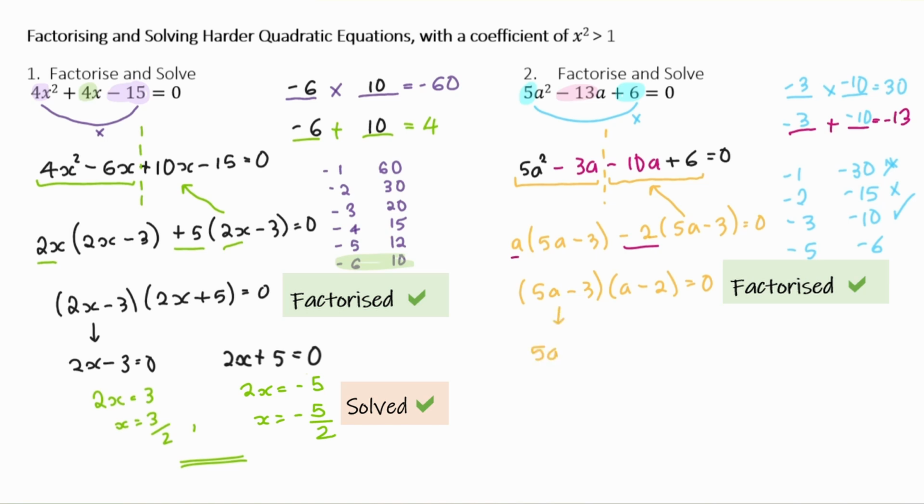So if 5a minus 3 is equal to 0, we can first add 3 onto both sides to make 5a equal to 3. And if we divide both sides by 5, that makes a equal to 3 over 5. For the second bracket, we know that if a minus 2 is equal to 0, that means a must be equal to 2. So these are our two solutions for number 2.